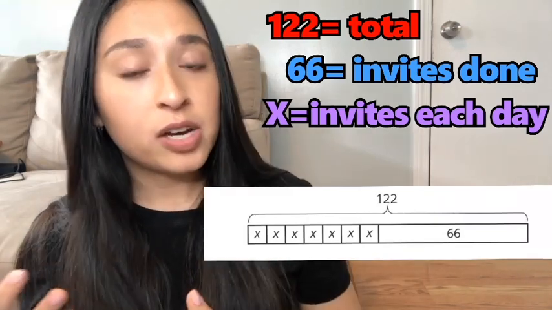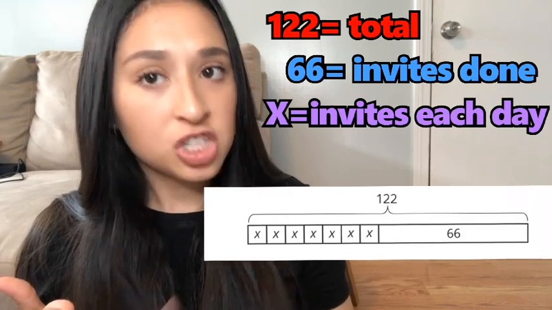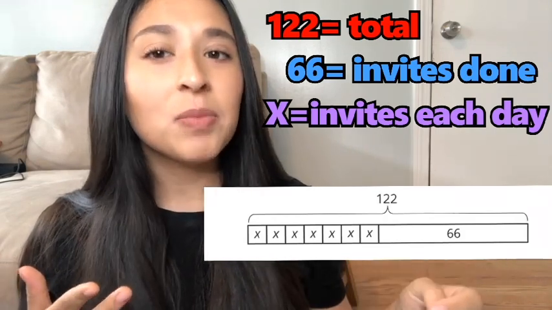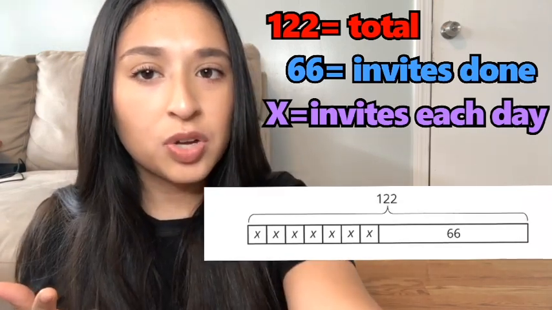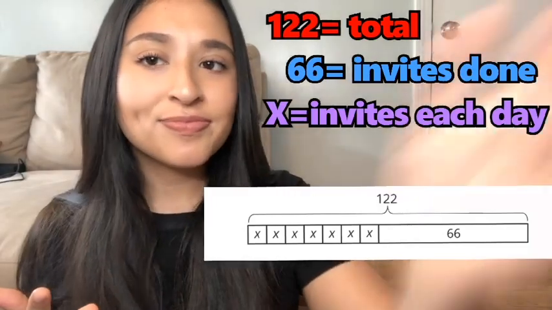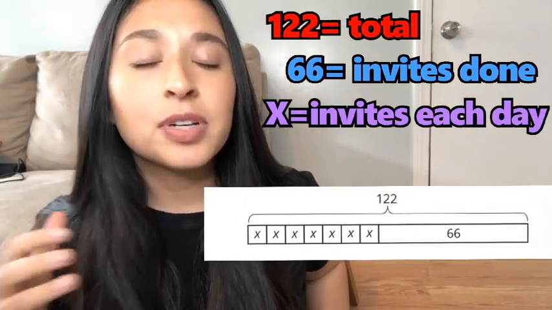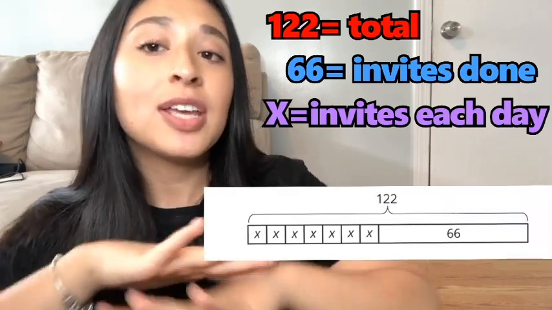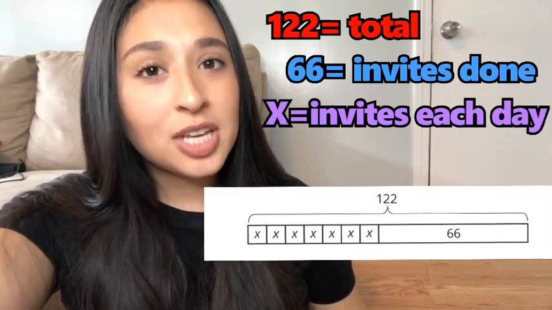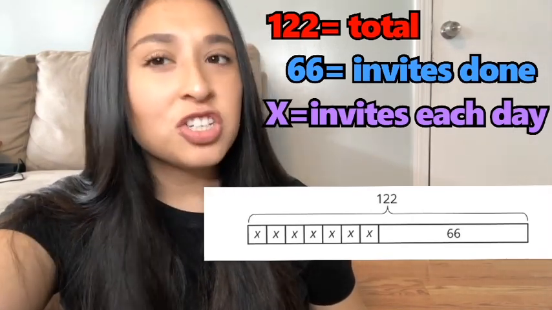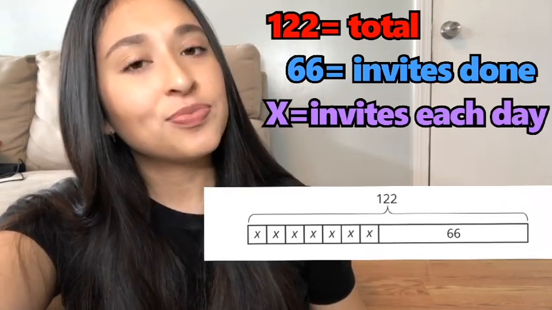Remember, if we look back at the problem, it says that Tyler wants to make the same number of invites each day. So if we take a look at our tape diagram, how many days does he have to make each invite? Let's count up the X's. 1, 2, 3, 4, 5, 6, 7. So in 7 days, he has to make the remaining number of invitations in order to make sure that he gets all of them done. So now, using what we've gathered from our tape diagram, how many invitations does Tyler have to make each day? Pause the video and try it out on your own.